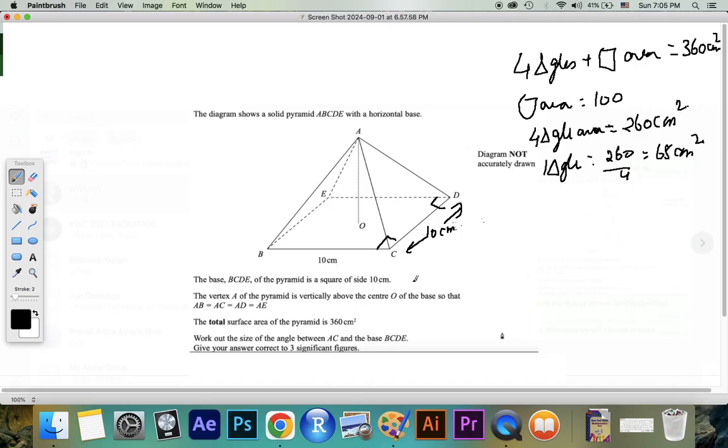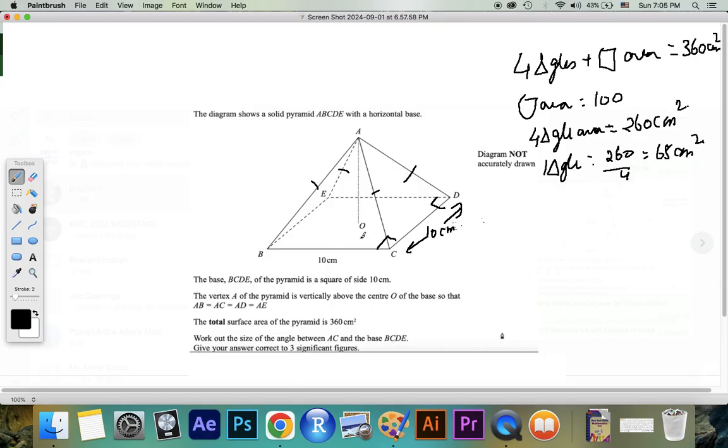So after doing this, let's read further ahead. Work out the size of the angle between AC and the base BCDE. So AC is this line. What we know is that AB is equal to AC is equal to AD is equal to AE. Now, how does that help us? We'll just come to that.